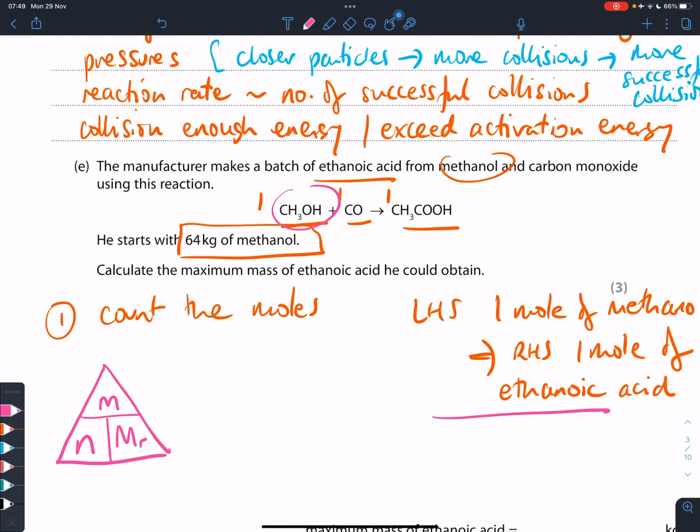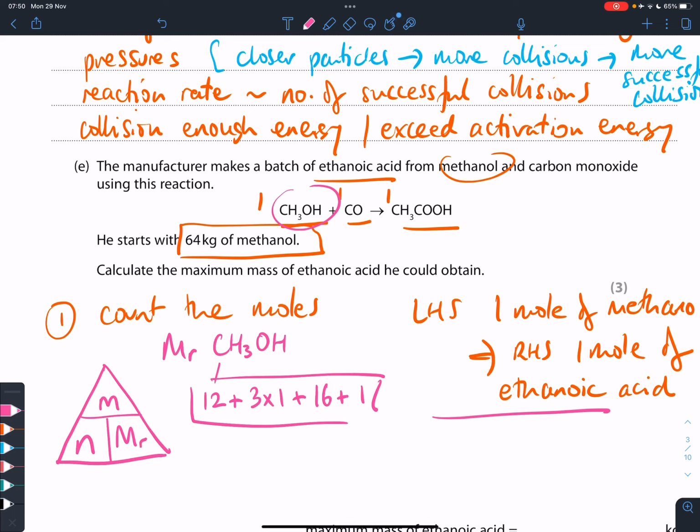So let's have a look at methanol. MR of methanol, CH3OH, is C is 12 plus 3 hydrogen, 3 times 1, plus the oxygen. How many oxygens do we have? 1, so it's just 16, plus another hydrogen, 1. So we add all these up, and what do we get? 12 plus 3 is 15, 1 is 16, and 16 is 32. So this is equal to 32 grams per mole.